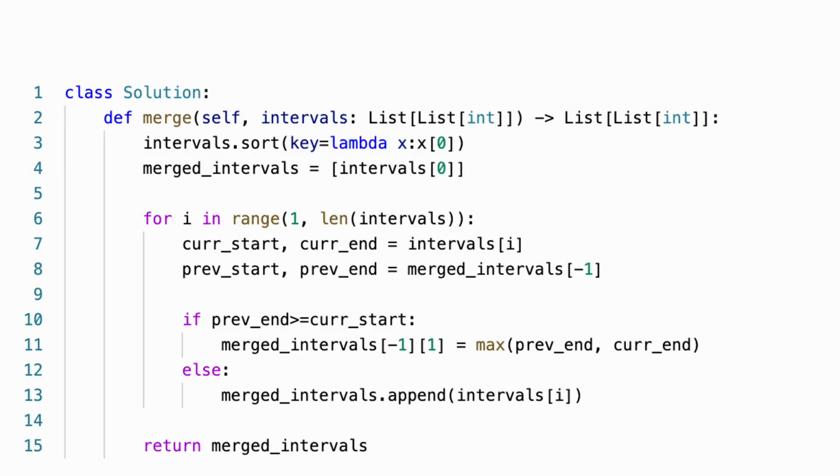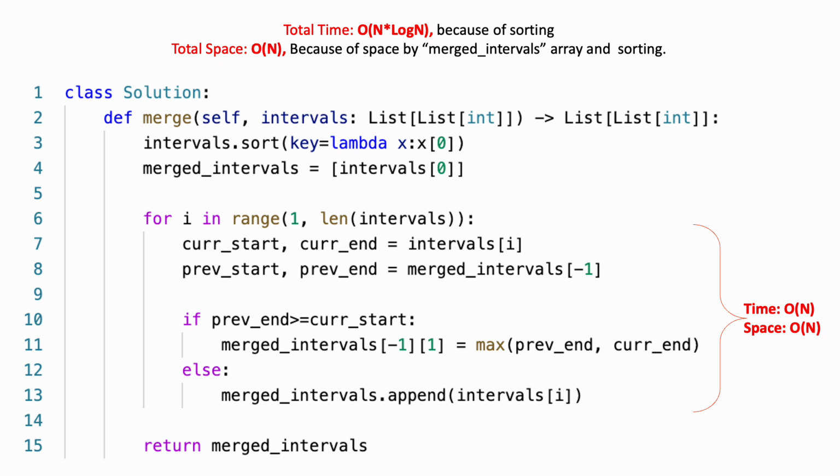Let's do a complexity analysis of the code. The sort statement at line 3 has a time complexity of O(n log n) and a space complexity of O(n). Then we have this for block that has a time complexity of O(n) and a space complexity of O(n). So the overall total time would be O(n log n) because of sorting, and the total space would be O(n) because of space used by the merged intervals array and sorting.